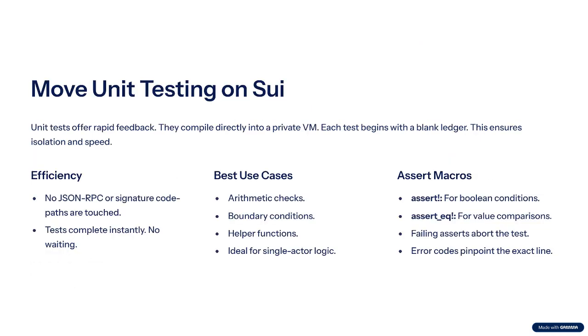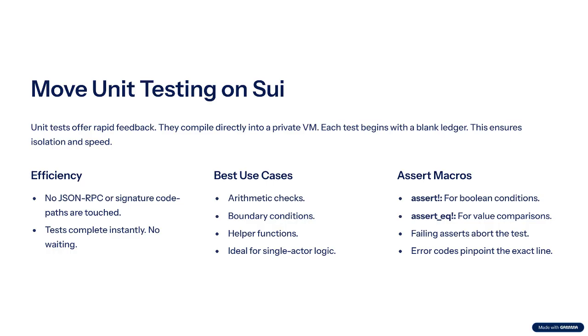Unit tests are your tight feedback loop. They compile straight into a private VM where each test starts with a blank ledger. Because nothing touches JSON, RPC, or signature code paths, they finish before you can Alt-Tab. Use them for arithmetic, boundary checks, and helper functions that don't require multi-actor choreography.